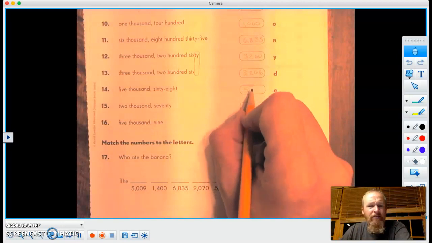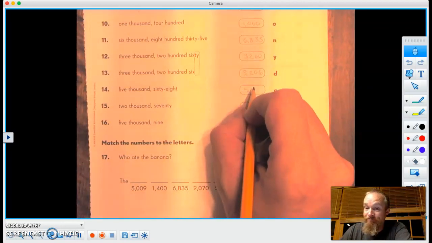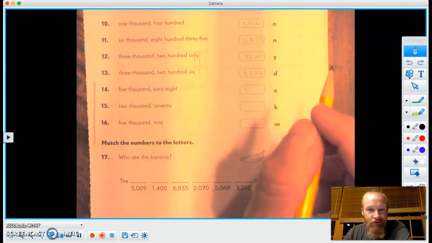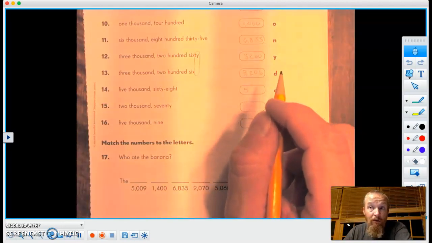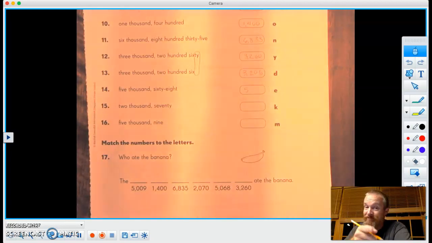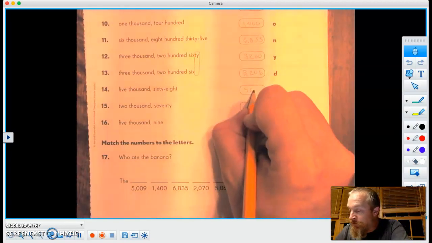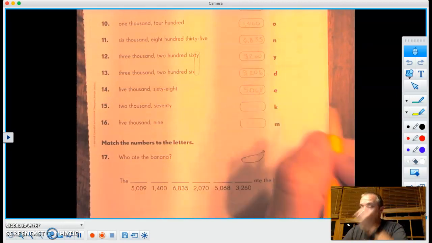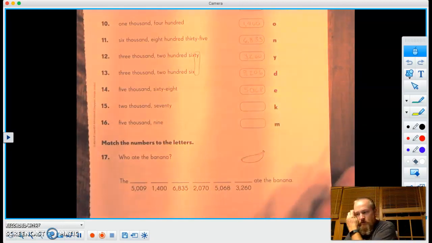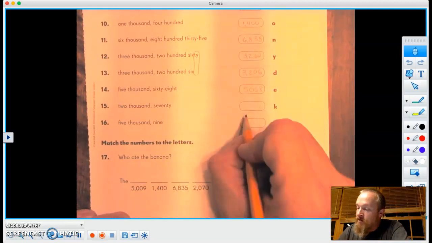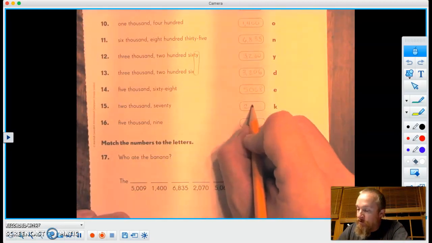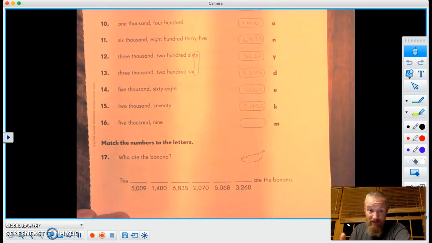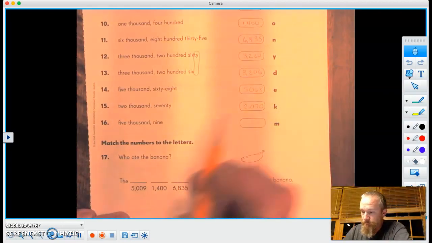5,068. Well, wait. How many hundreds? Remember? Thousands, hundreds, tens, ones. I didn't hear anything. So what do we write down? Still got to put in our 0 for place value. Very good. So 5,068. 2,070. So kind of the same thing again. We want to make sure we put our 0 in there in the hundreds. And on this one, hundreds and the ones.